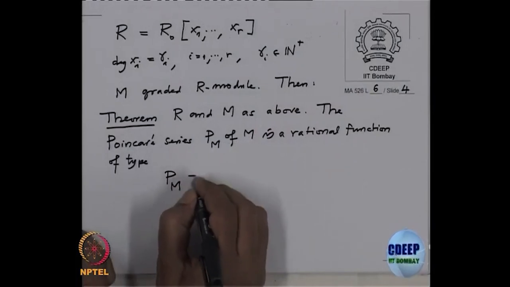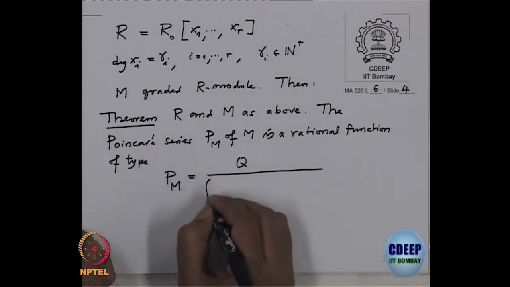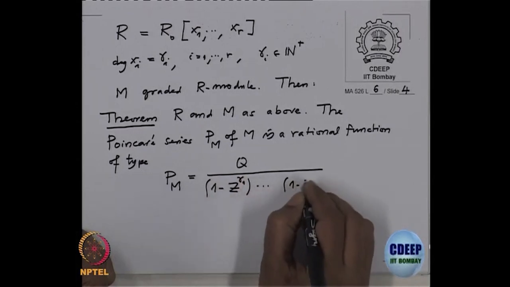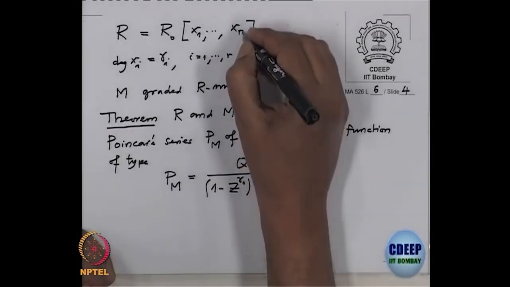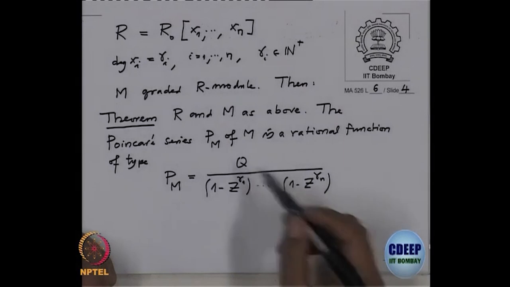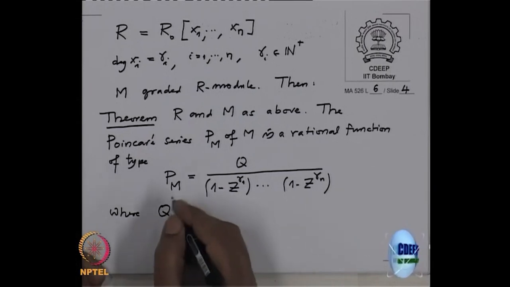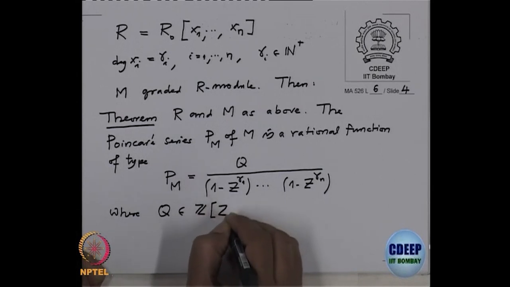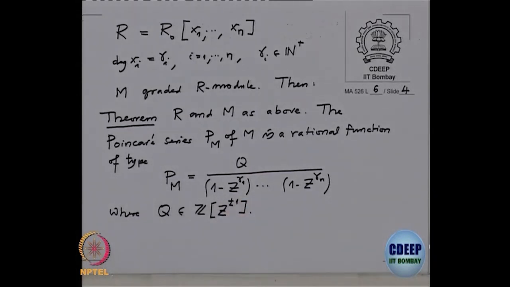PM equal to Q divided by (1 minus z power gamma 1) up to (1 minus z power gamma n), let us call this n, where Q is a Laurent polynomial with integer coefficients. You will see the proof is really simple.